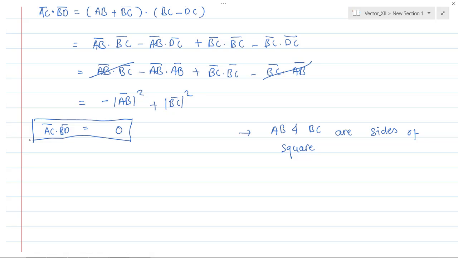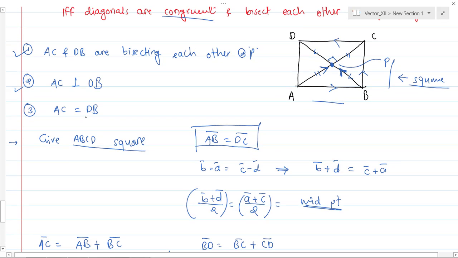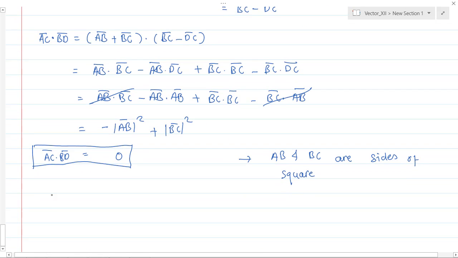Okay, very good. Now let's see, two are done. Look what has been done: the first part is done and the second part is done. Now we want to prove that AC is equal to DB. So for that purpose let's take a simple third concept. They are asking for the length, so we'll have AC bar dot AC bar.